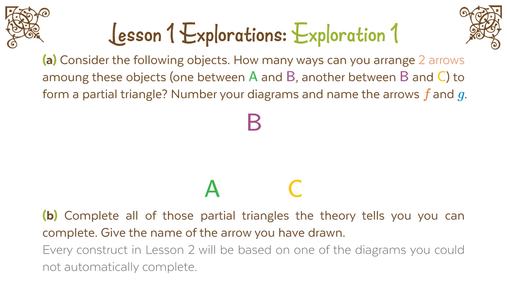B. Complete all those partial triangles the theory tells you can complete. Give the name of the arrow that you have drawn. Every construct in Lesson 2 will be based on one of the diagrams that you cannot automatically complete.